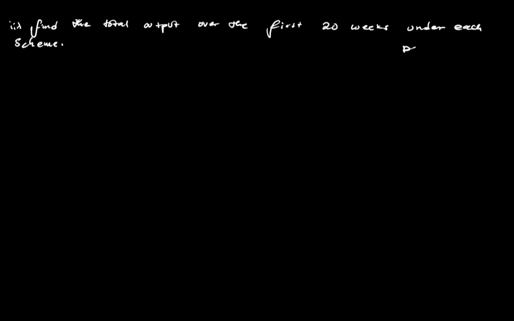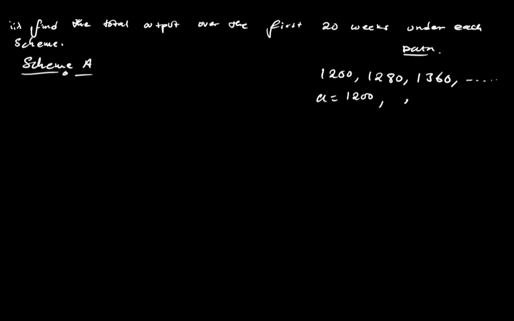Now remember the data that we have. Let's look at it under scheme A. Under scheme A, we had a sequence in the form of 1,200, then 1,280, then 1,360. That was our sequence. We knew that the first term is 1,200, the duration in question is 20, and the common difference is 80.